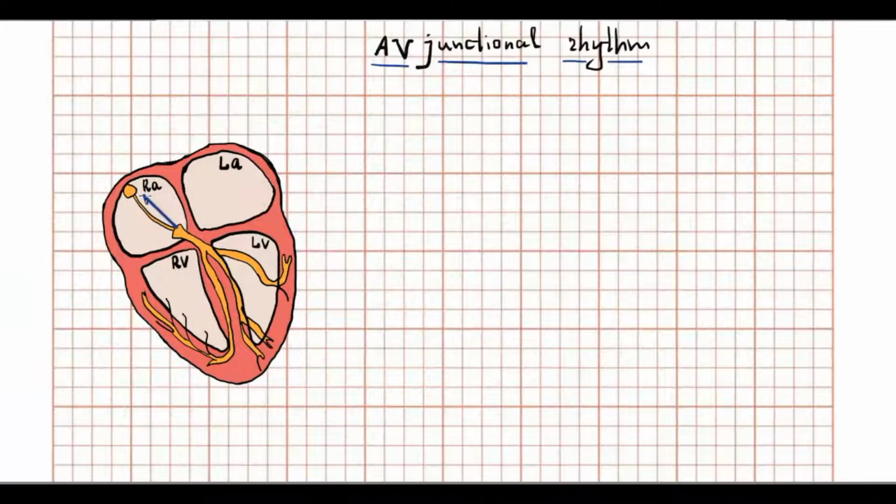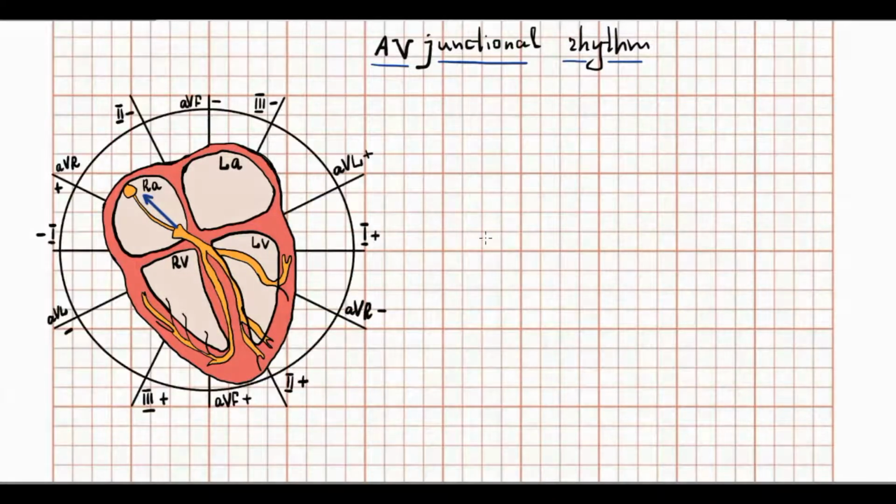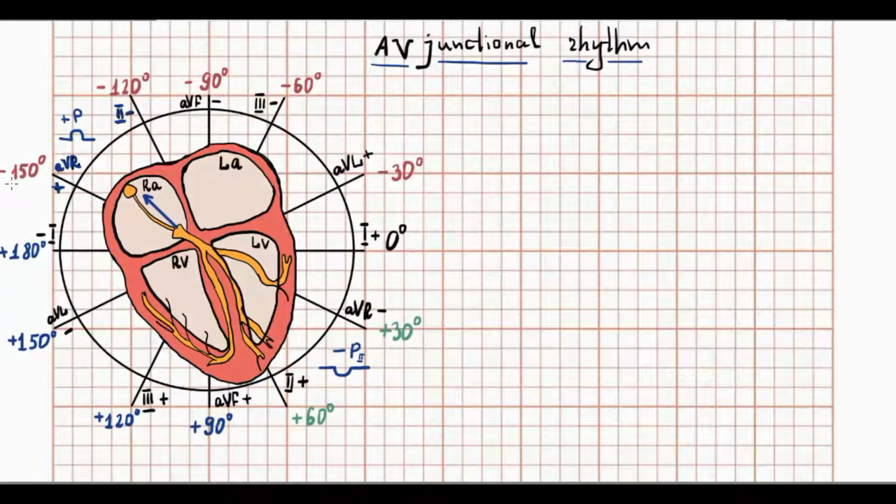But if the atrioventricular junction is pacing the heart, the atria are stimulated in a retrograde way. When the AV junctional rhythm is present, atrial depolarization spreads upward toward the positive pole of AVR and away from the positive pole of the second standard lead. In this situation, lead AVR shows a positive P wave and the second standard lead shows a negative one. And the mean P wave axis may be about minus 150 degrees.